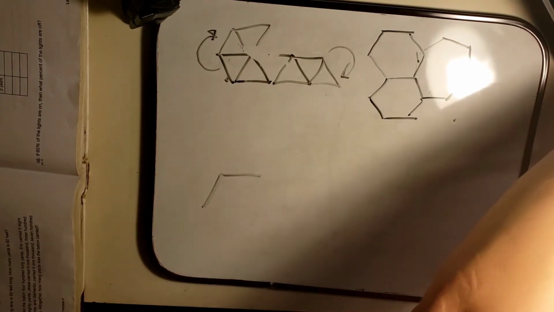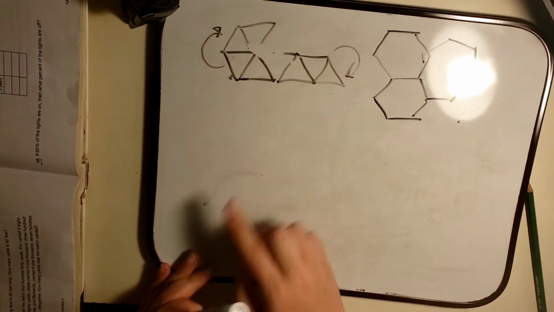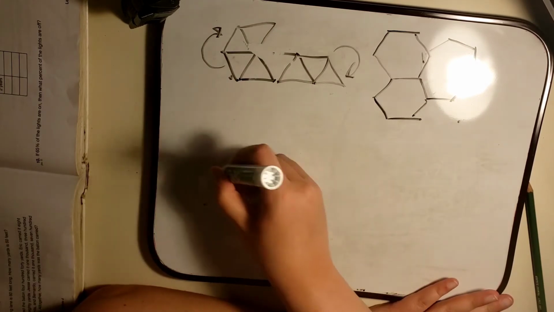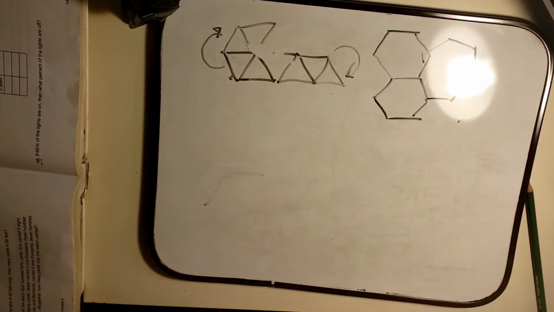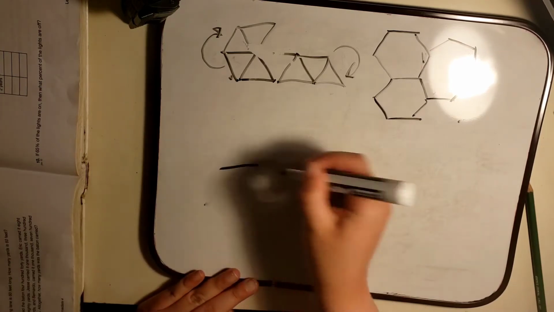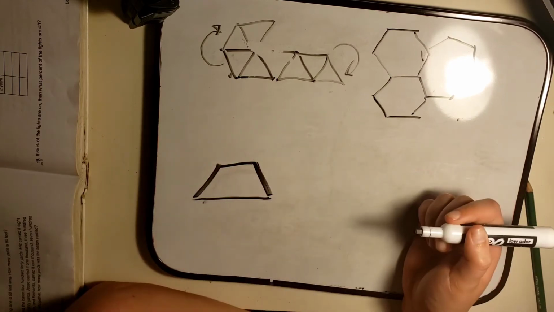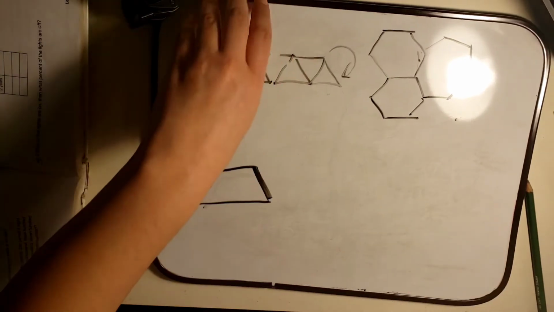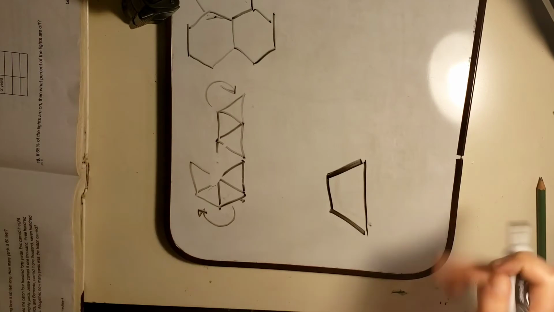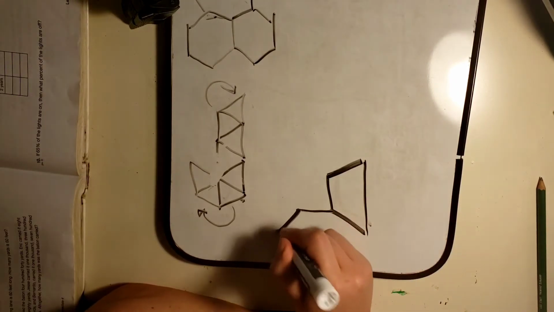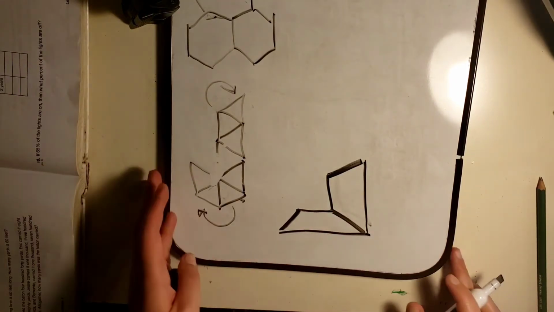Yikes. Let's see if this one works any better. Not at all. What the heck? How about this one? Oh, much better. Alright. So, we have a shape like that, and now I can turn my board and draw the same shape right there.